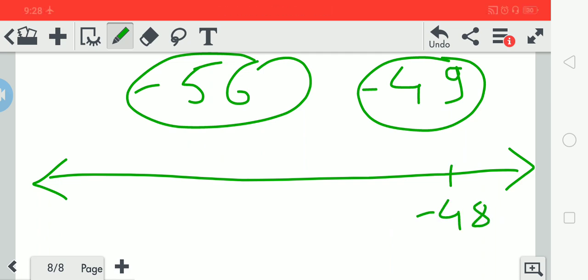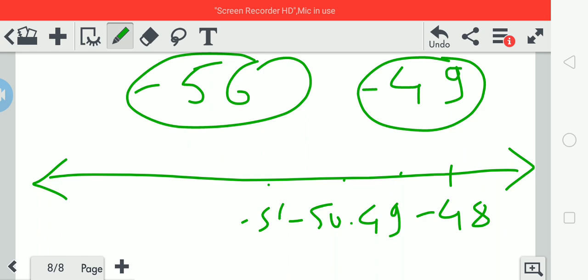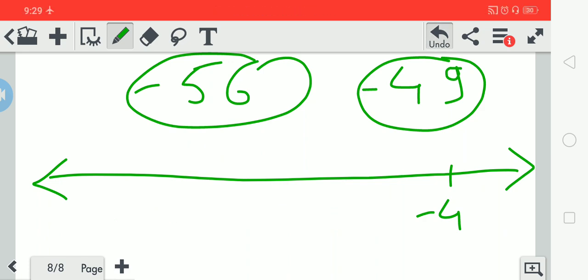So -48, -49, -50, -51, -52, -53. I will do it again. Just 2 seconds.